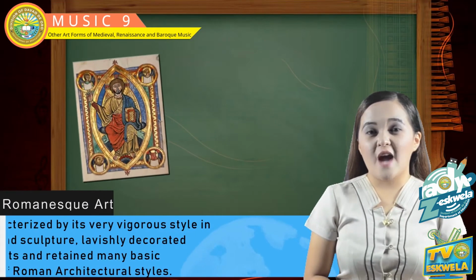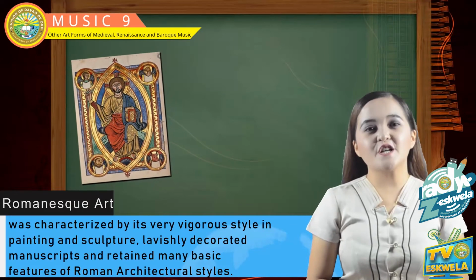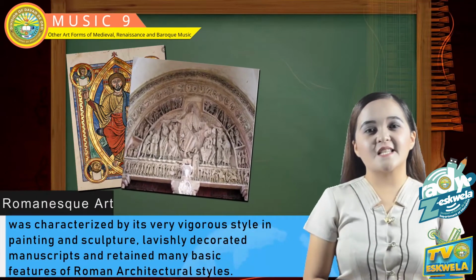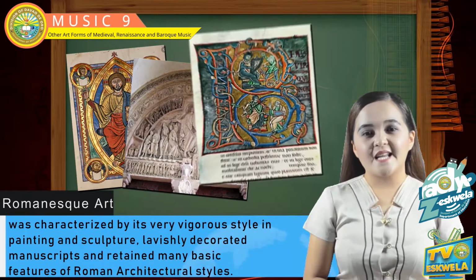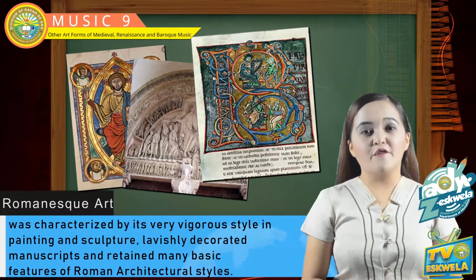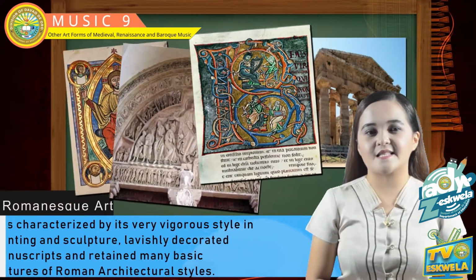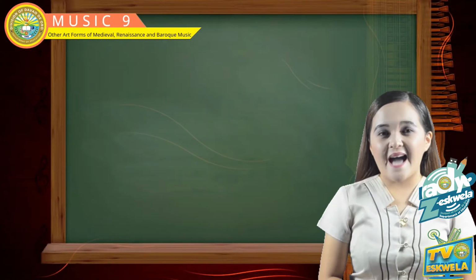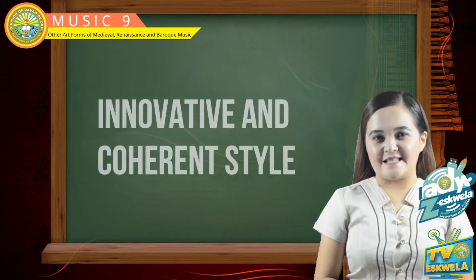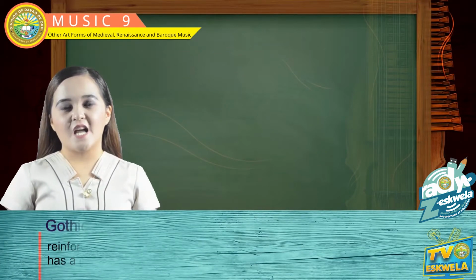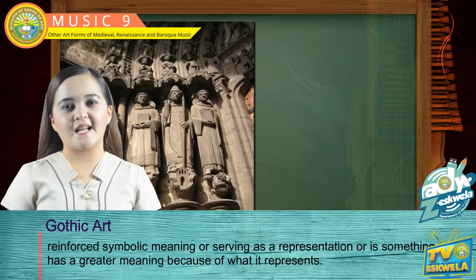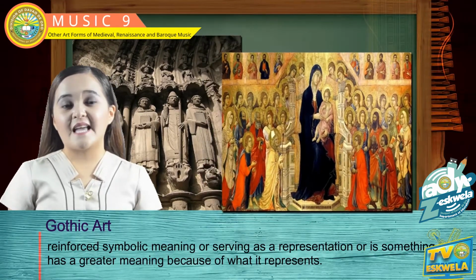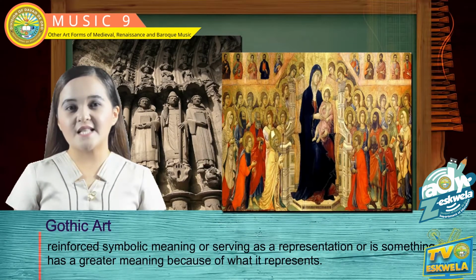Romanesque art was characterized by its very vigorous style in painting and sculpture, lavishly decorated manuscripts, and it retained many basic features of Roman architectural styles. It was greatly influenced by Byzantine art with a highly innovative and coherent style. Gothic art reinforces symbolic meaning, serving as a representation of something that has a greater meaning because of what it represents.